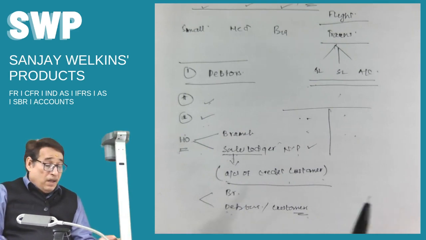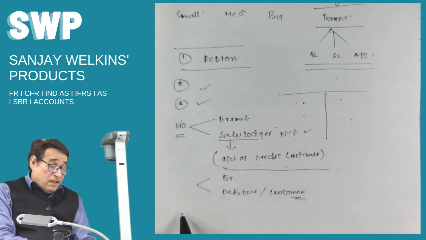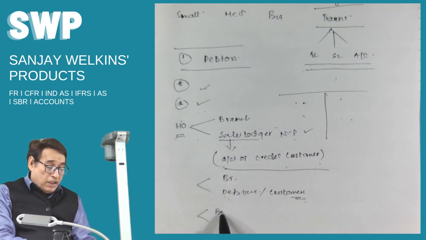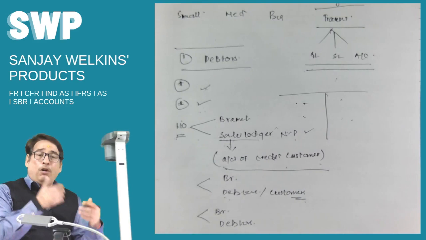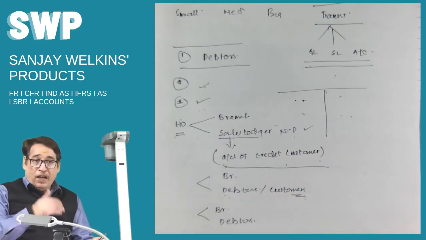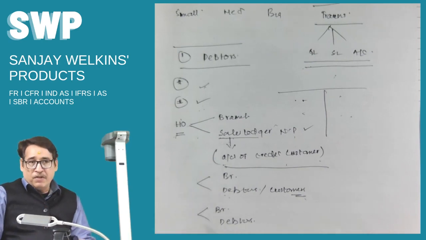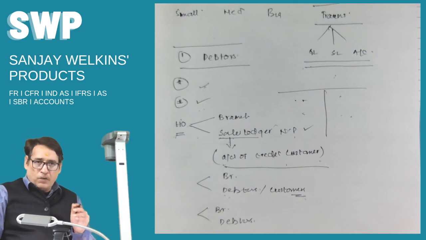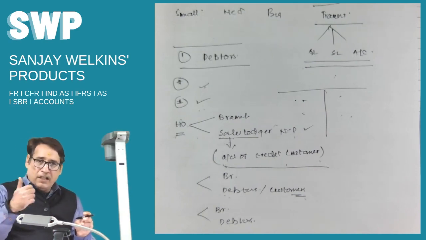Is it clear to you? In other words, head office is simply maintaining a branch account and debtors account. When I say debtors, that means all the credit customers. Are you getting my point? So that is why the name of this system is debtors system. Is it clear to you or not? So what is the debtors system? Now you let me know. First point, what did I tell you? It belongs to dependent branches.